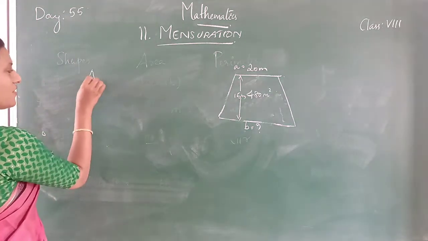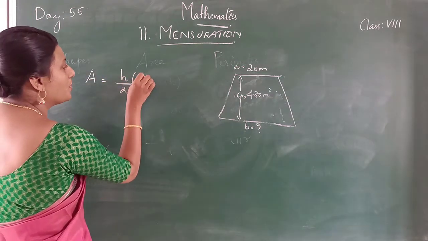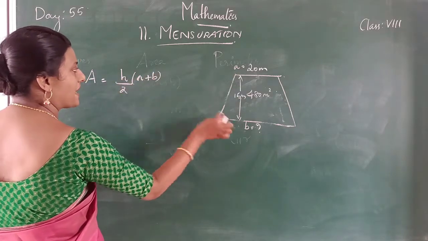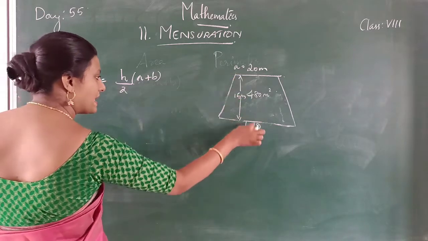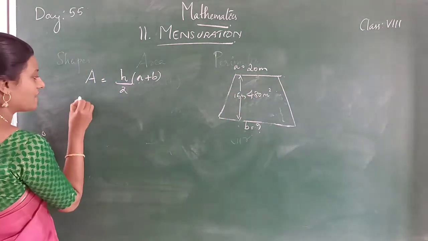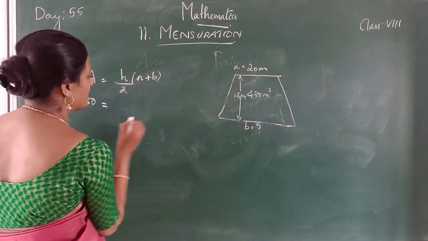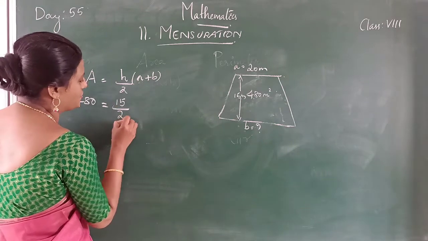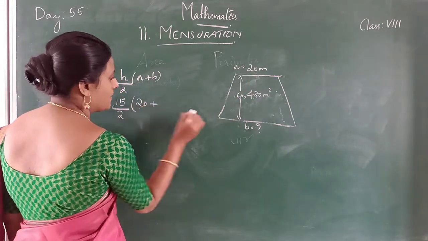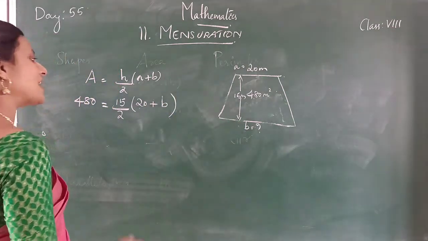What is the area of the trapezium? H by 2 into A plus B, where H is the distance between these two parallel sides. A is one parallel side, B is another parallel side. And the area is given. 480 is equal to H, 15, by 2 into A plus B. A is 20 plus B. We have to find B.